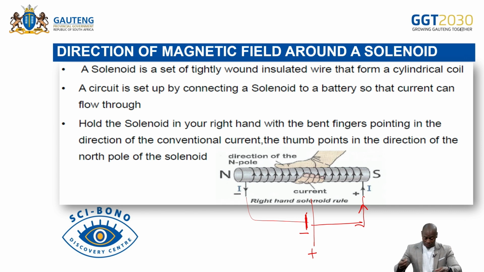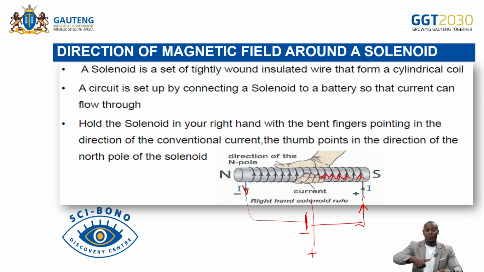Okay, so let's check this diagram. The current, you can see here, is going in on this side. And obviously the current flows from the positive terminal to the negative terminal. So you use your right hand. It means that you need to hold your solenoid, right? And when you hold it, check bullet number 3.